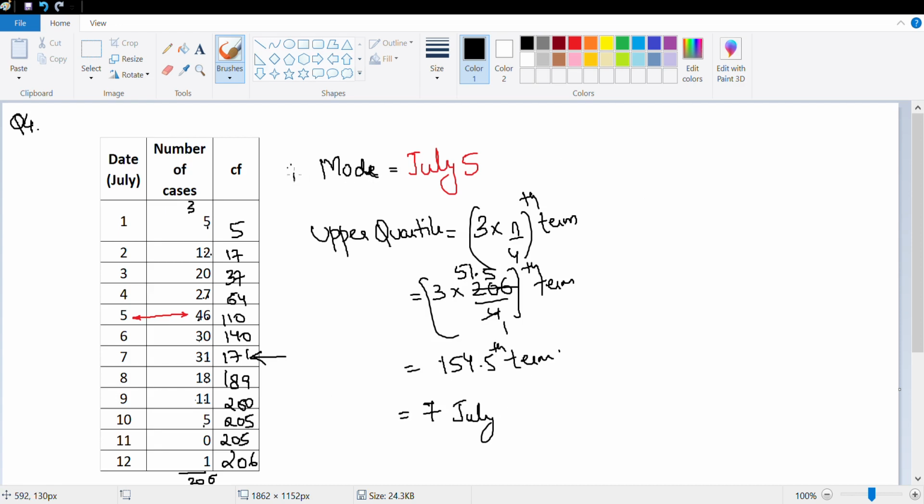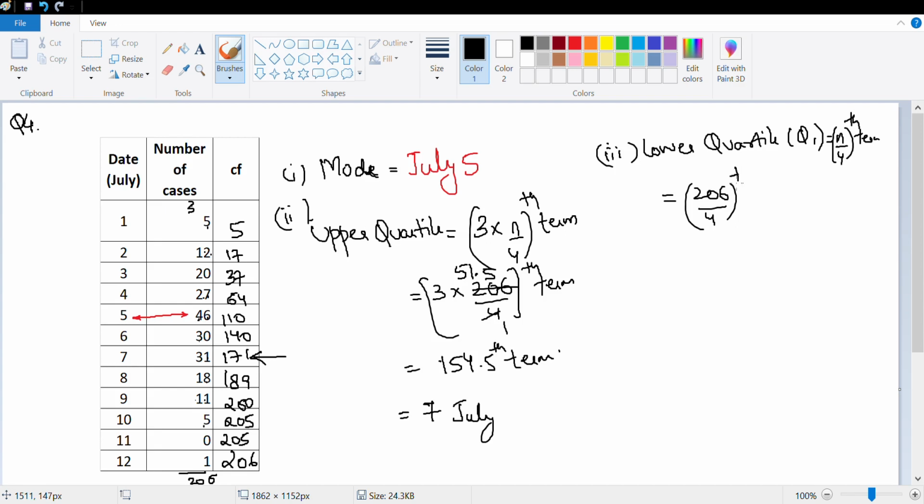The next part is the lower quartile. Lower quartile is equal to Q1, which is the n by 4th term, which is 206 upon 4, which is the 51.5th term. Let's figure out where 51.5 occurs. Well, this is where it occurs. After 37, between 37 and 64, which is July 4. Perfect. So let's move on and let's solve the next question.